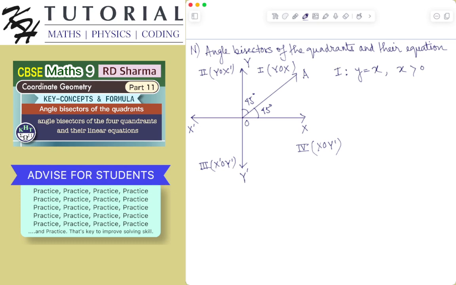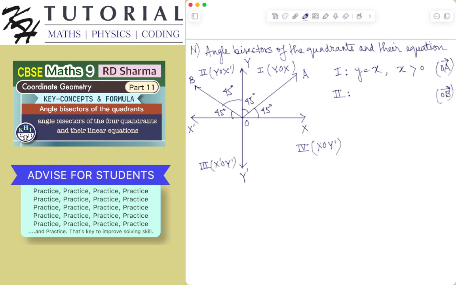What is the angle bisector of the second quadrant? Similarly, it will be like this. Let's say this is the ray OB, where obviously this is 45 degrees and also this is 45 degrees. The angle bisectors of all the quadrants will pass through the origin O. The angle bisector of the first quadrant is the ray OA, and the angle bisector of the second quadrant is the ray OB.